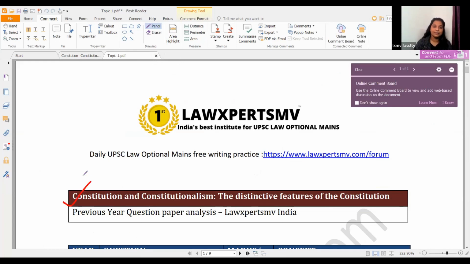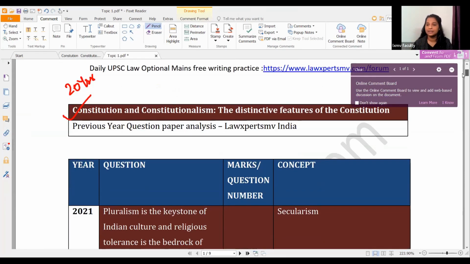Now, this document is the previous 20 years analysis of each topic. So every topic that we are dealing with today will be analyzed from the UPSC Law Optional perspective. That is, previously from this particular topic, how many questions have appeared. So our strategy will go in line with UPSC's demand. So that is my point.